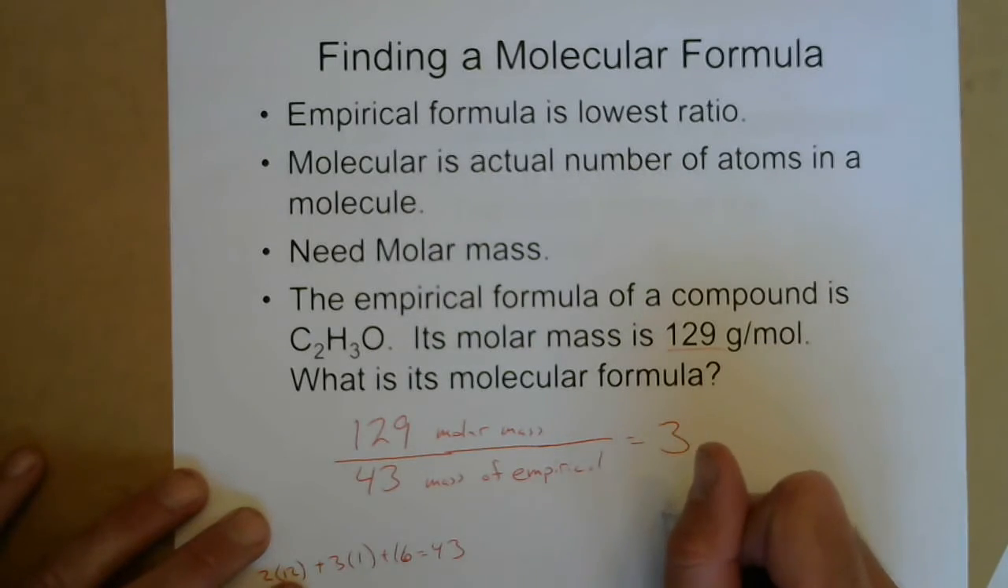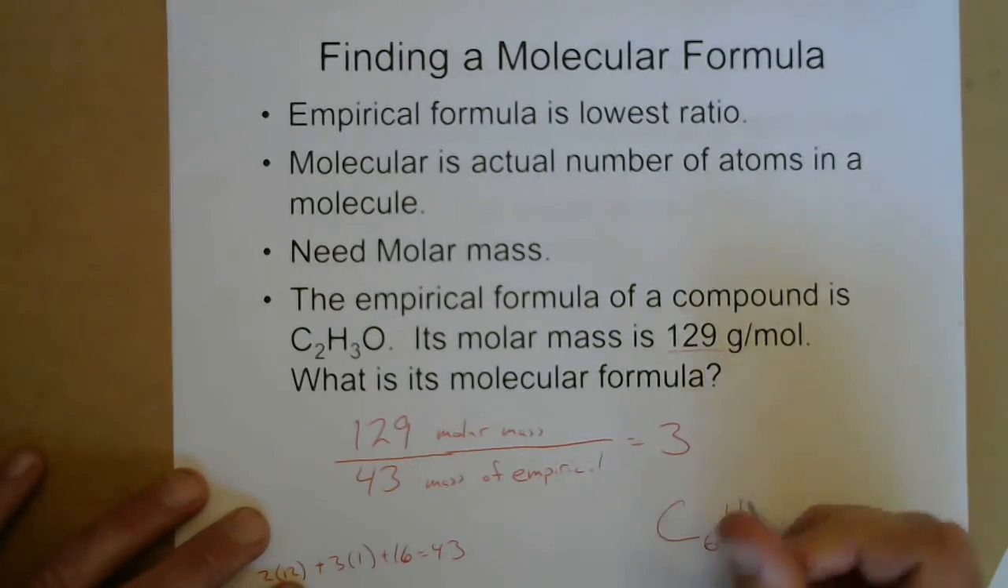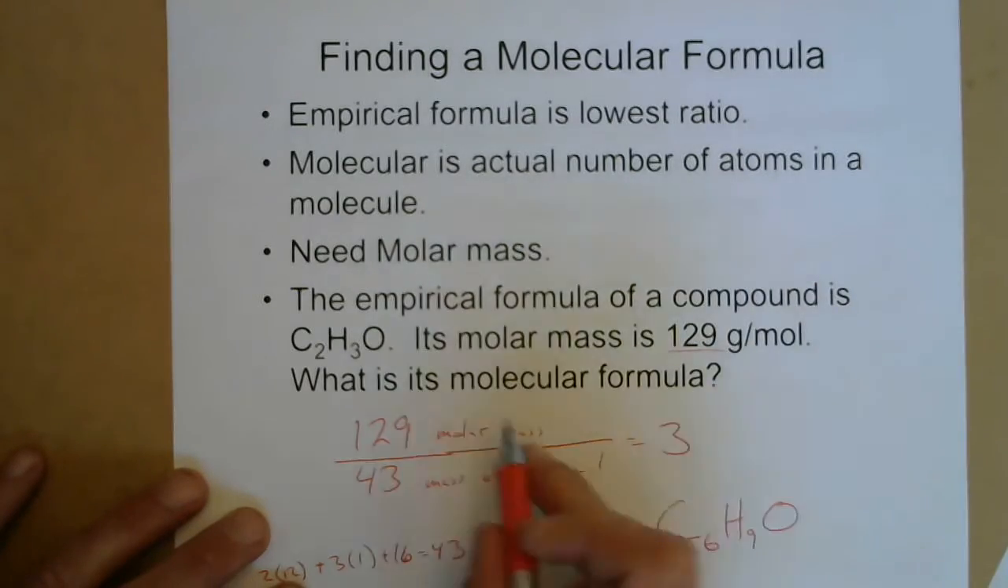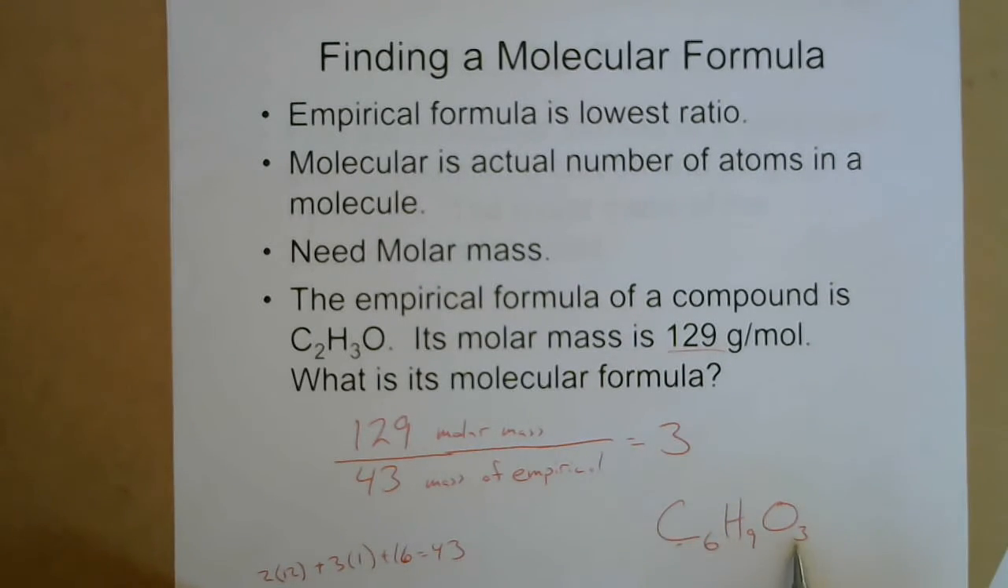So my molecular formula is going to be C, and then 3 times 2, so 6. And then H, 3 times 3, so 9. And then O, 3 times 1. So C6H9O3 is our molecular formula. You could check that. We could add up the molar mass, and it should come out to be 129 grams per mole.